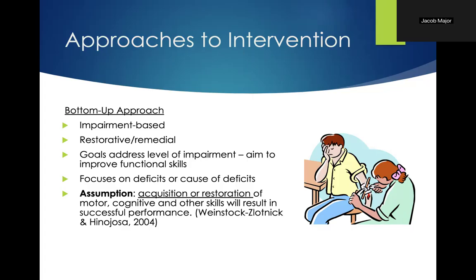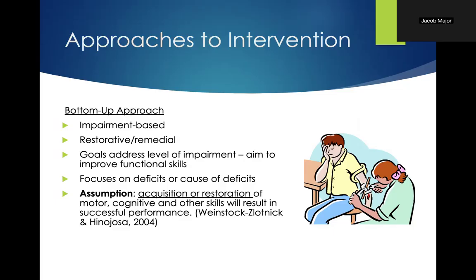When it comes to approaches to intervention, there are two different approaches we're going to talk about: the bottom-up approach and the top-down approach. The bottom-up approach is more impairment based. We're looking at what the patient is impaired with, utilizing restorative or remedial strategies. The goals address the level of impairment, aiming to improve the functional skills that specific client is dealing with.